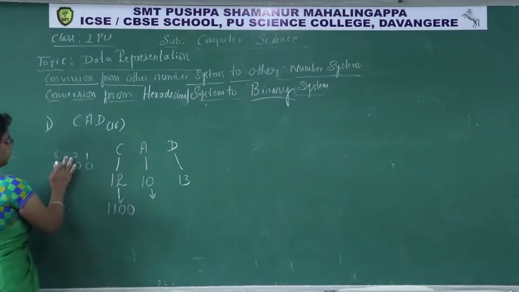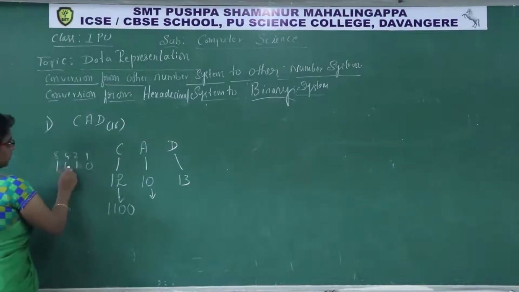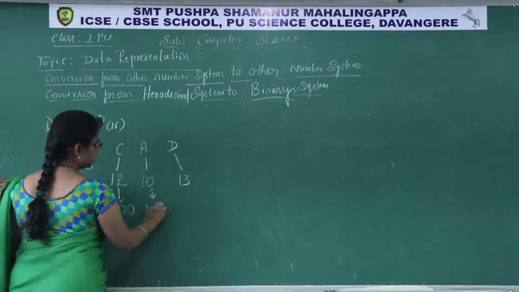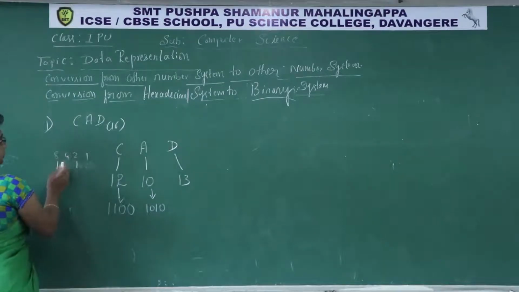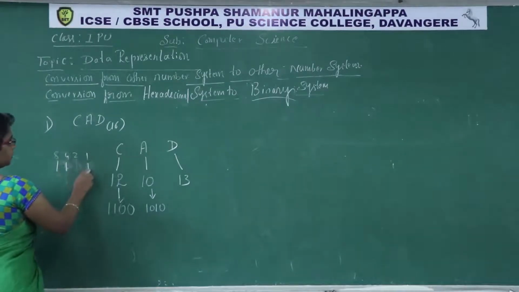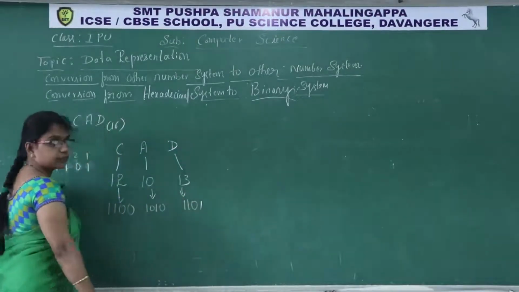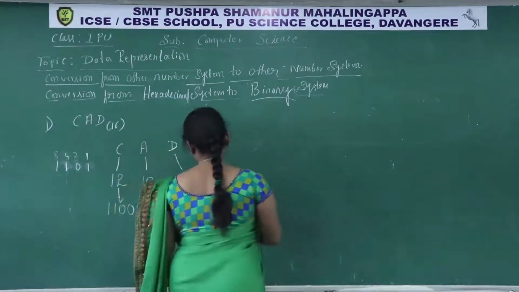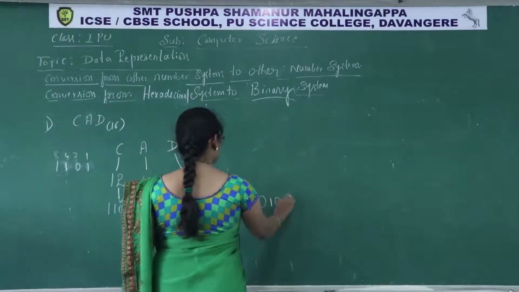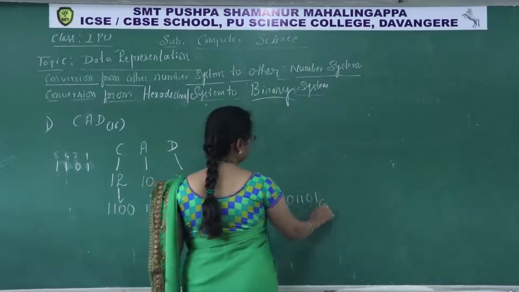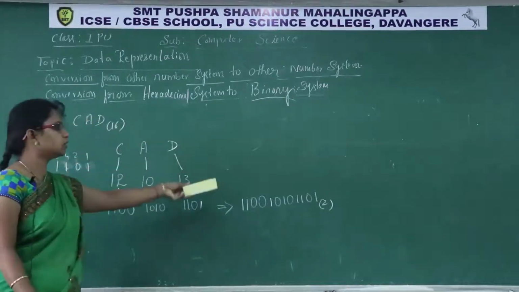For 10, if you add 8 and 2, we'll get 10. So 1 0 1 0. And for 13, 8 plus 4 is 12, and 12 plus 1 is 13. Under 2 we have to put 0 there. So 1 1 0 1. Then collectively we write the answer: 1 1 0 0 1 0 1 0 1 1 0 1 base 2. So that is the given hexadecimal converted to binary number.